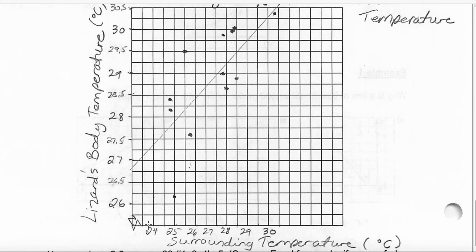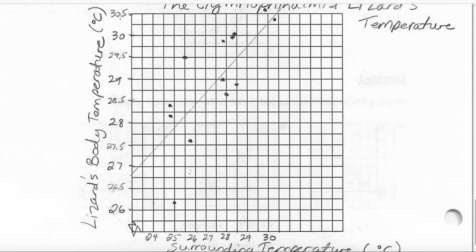And I'm just doing my best, right? I break the graph because I started at 24 degrees Celsius, because my numbers only went from around 24 up to about 30 as far as the surrounding temperature. And then I started at 26 and went up to 30.5. So this was my graph. I'm doing my best to put my points as accurately as I can.